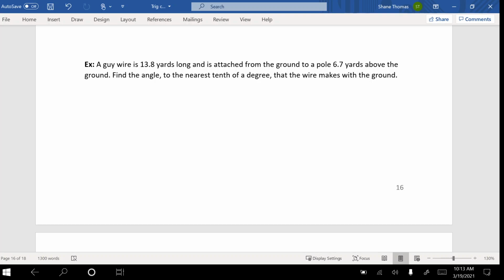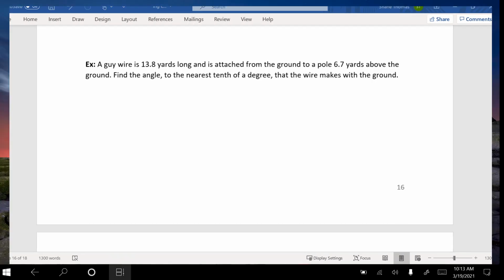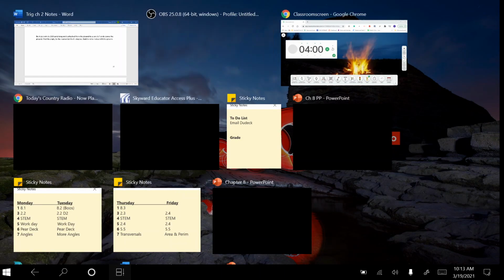Okay. So a guy wire is 13.8 yards long, attached from the ground to a pole 6.7 yards above the ground. Find the angle to the nearest tenth of a degree that the wire makes with the ground. I'll give you a couple minutes to try that one.